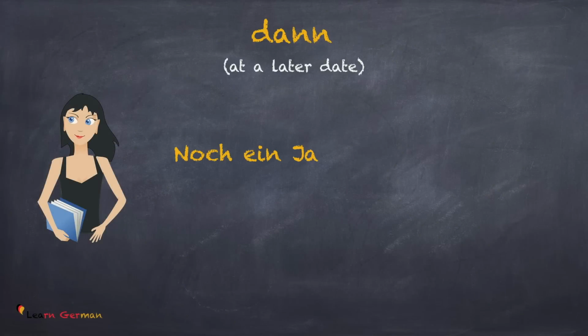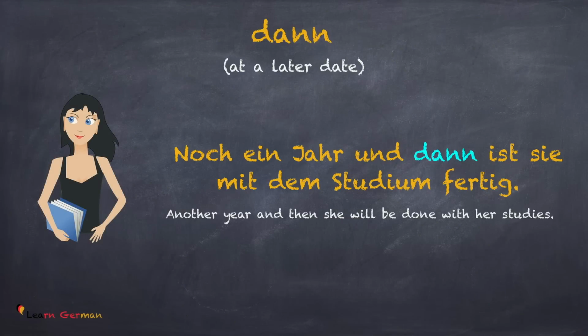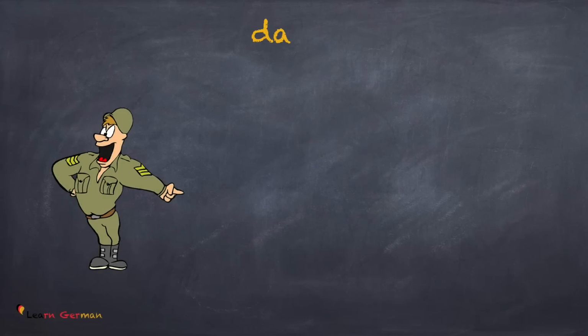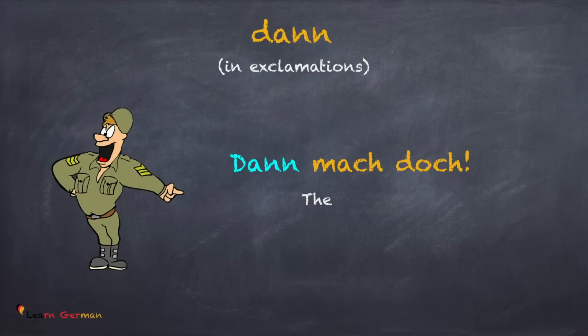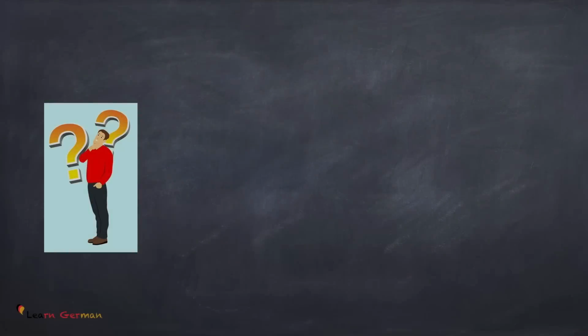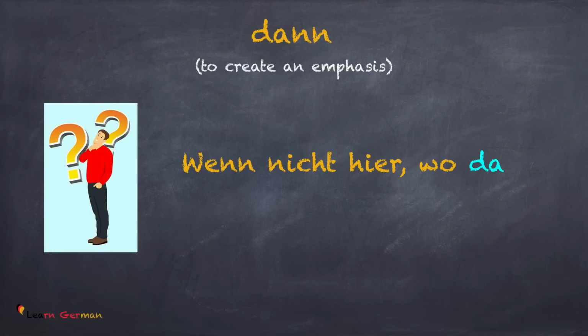Here's the next use. When dann is used to express something that's taking place at a later date. For example, noch ein Jahr und dann ist sie mit dem Studium fertig. Dann can also be used in exclamatory sentences. For example, you can say, dann mach doch. And here's another use. Dann is used to create an emphasis on something. For example, wenn nicht hier, wo dann? You might find some other uses and contexts where dann can be used. You will learn them with time.